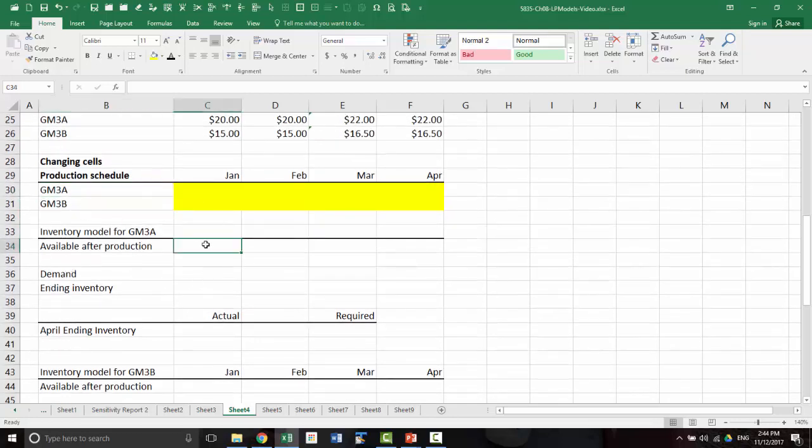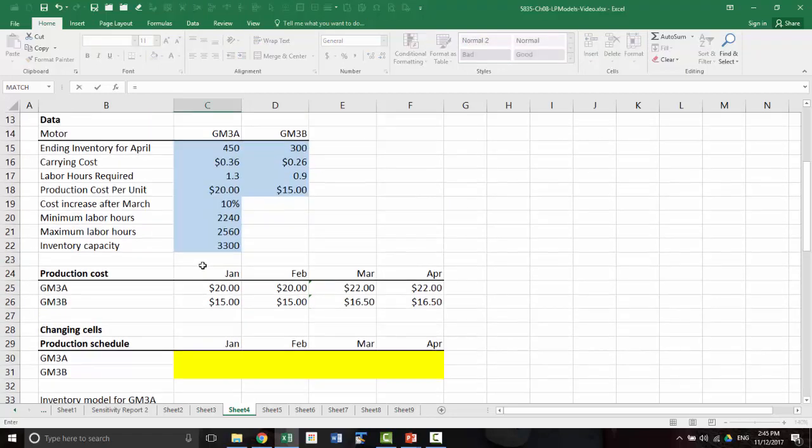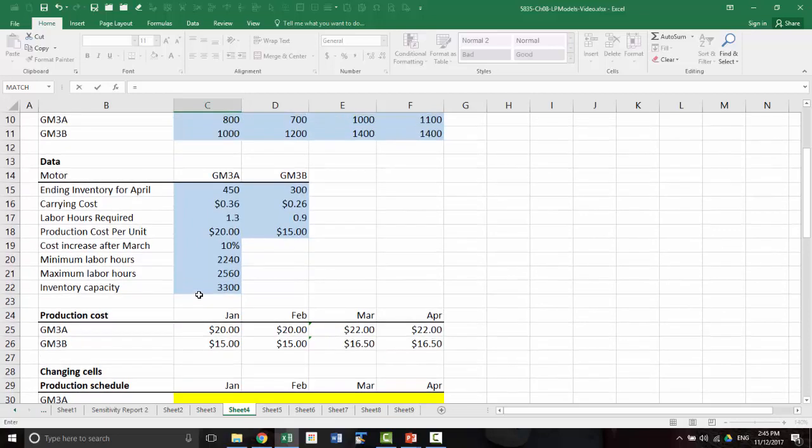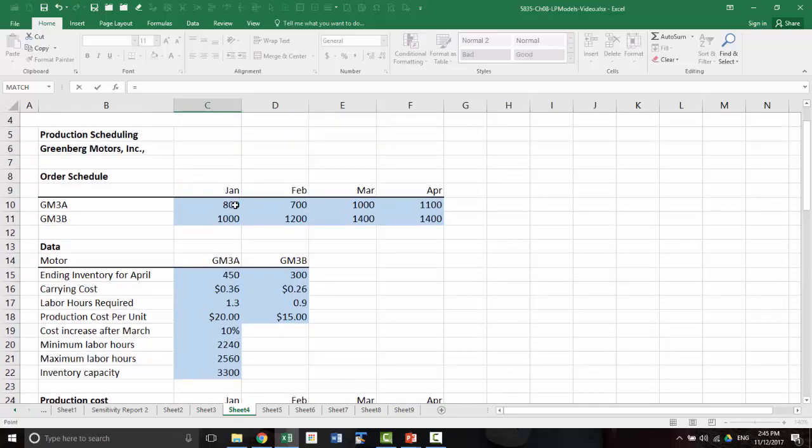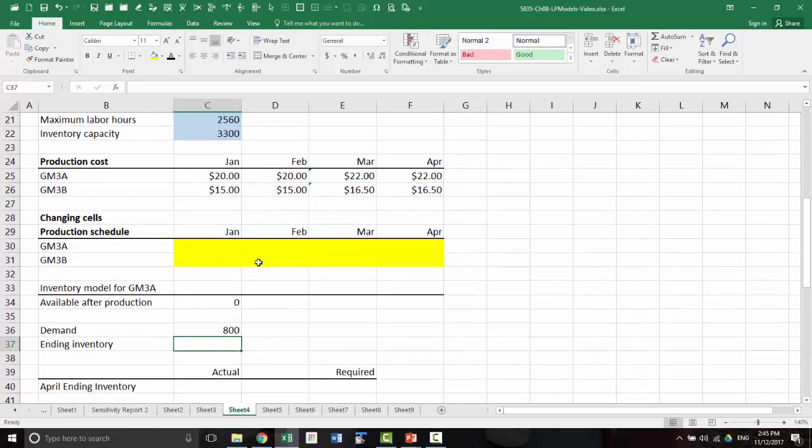Okay, so available after production is just simply what we produced. If there was any initial inventory coming in, that's already available, then you'll have to add that to this. So available after production for the very first month is just that, right? Then demand, we have demand coming from here. That's our order schedule, right? Now ending inventory is going to be what is available minus what is demand.